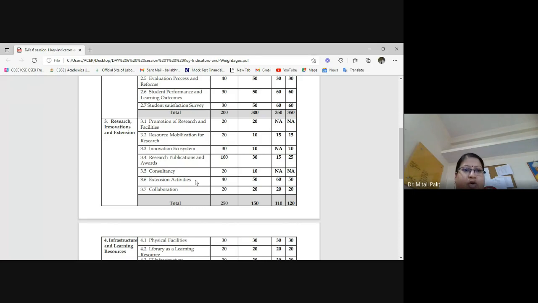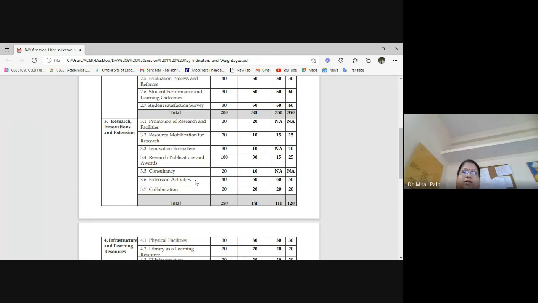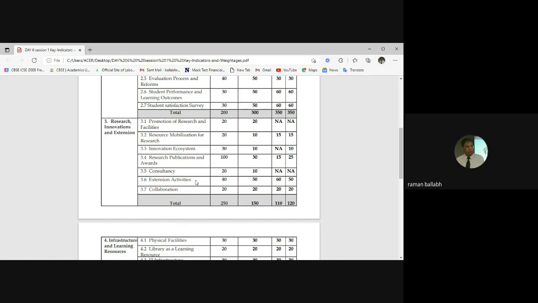Okay, sir. Another one is 3.3, innovation ecosystem. Ma'am, why I am giving a little more time to these criteria: for example, innovation ecosystem, and extension activities. Let's start with one example. The innovation ecosystem is for the entire institute of higher education. Again, the innovative ecosystem of your institute. It is not a point, it is not the innovative ecosystem of IQAC. It is the innovative ecosystem of your institution.